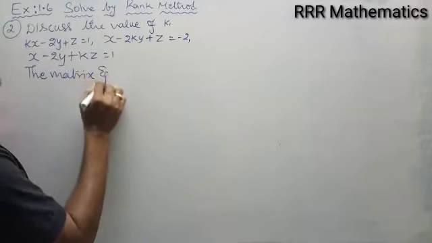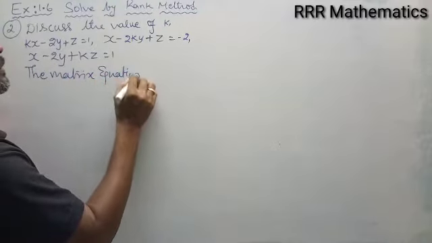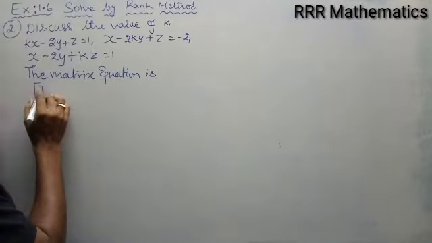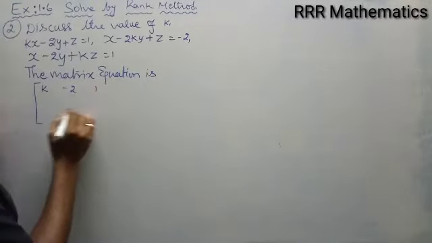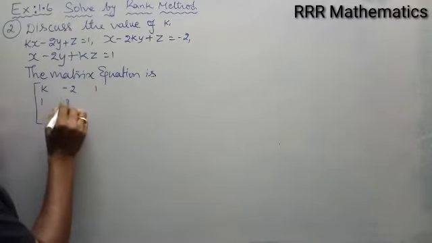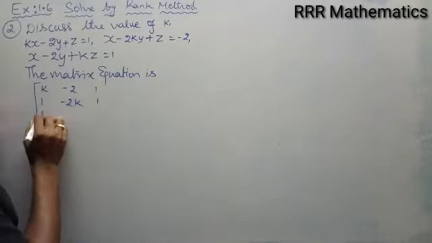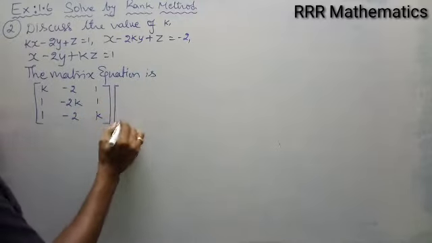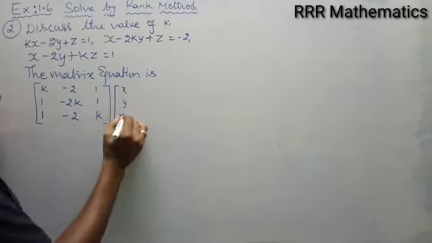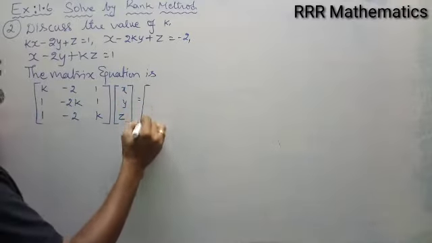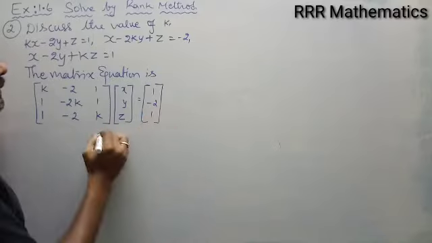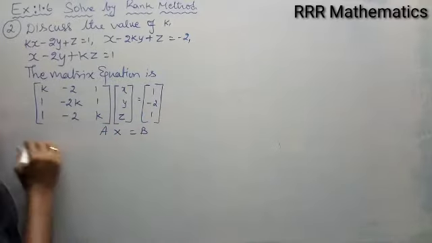The matrix equation is: write all the coefficients of x, y, z in order. k, minus 2, 1. From here 1, minus 2k, 1. 1, minus 2, plus k, into x, y, z. It will be equal to 1, minus 2, 1. This is AX equal to B.